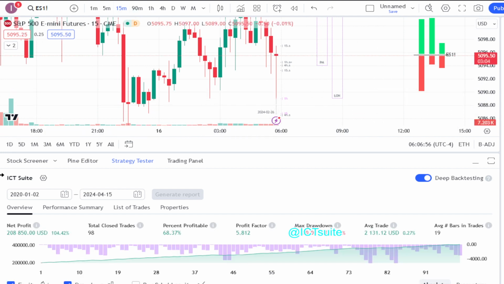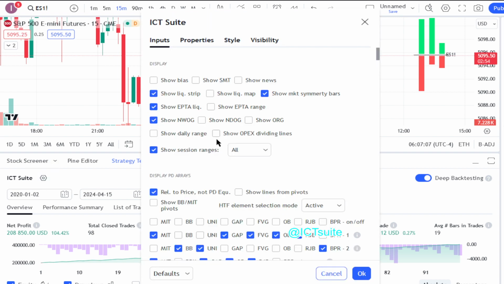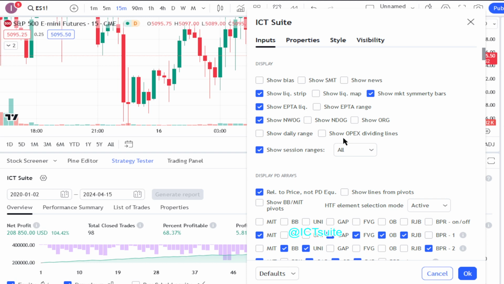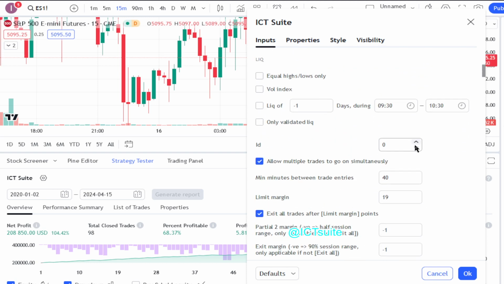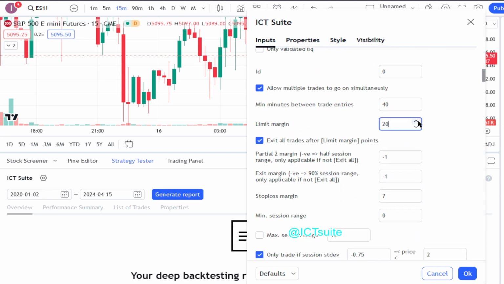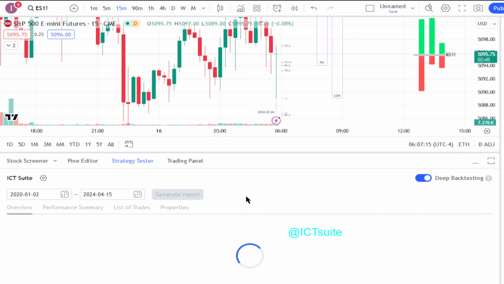In the strategy you can, okay, 2008, 68%. So it's very close to what we had before. So 20, I think 20 is optimal.